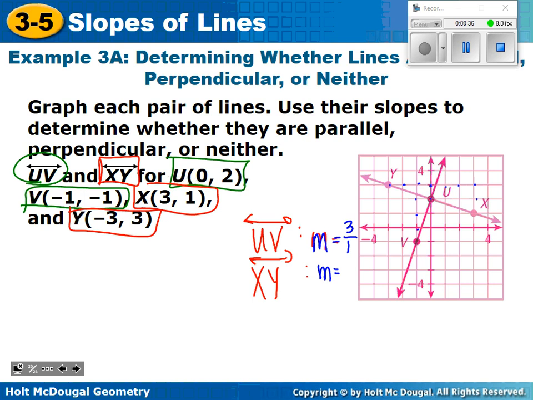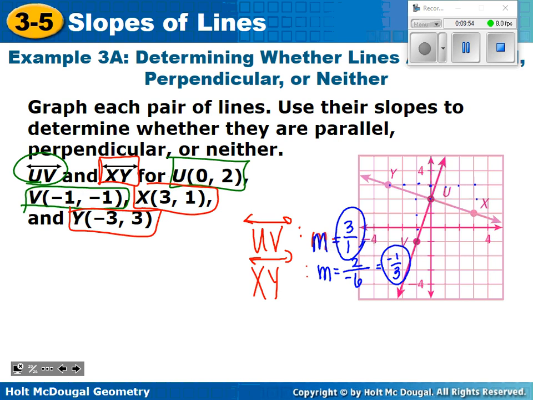Okay, be careful. We went up 2 and we went left 6, so that's a -6, which means it reduces to -1/3. Your slopes need to be completely simplified. So I have a slope of -1/3.